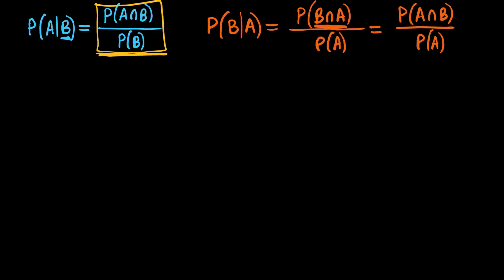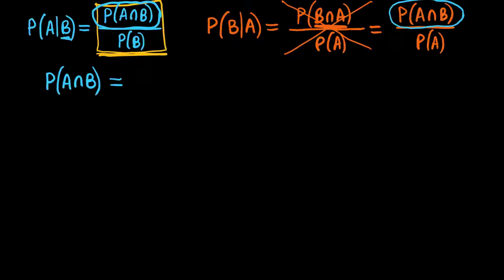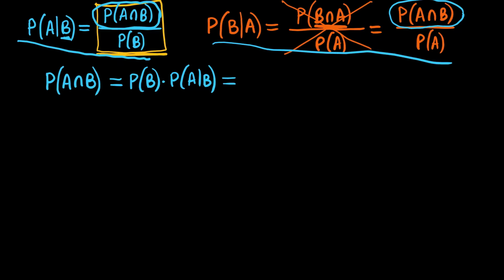Let's ignore this intermediate step so it doesn't confuse us. Notice that we have this numerator here that's the same as this one here. So we can express the probability of the intersection of A and B two different ways. First, we can write it as the probability of B times the probability of A given B. But alternatively, we can also express it as the probability of A times the probability of B given A.